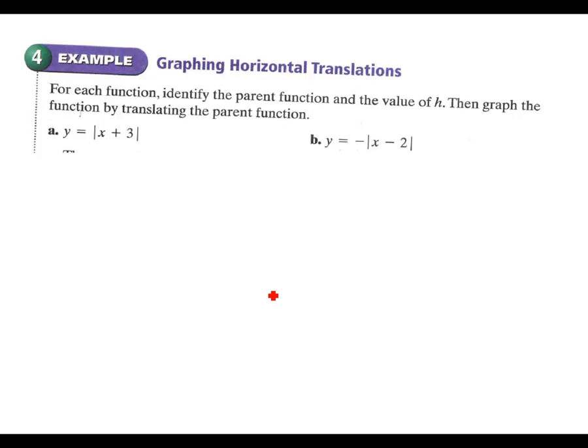So knowing that, all right, let's identify the parent function. The parent function here is y equals the absolute value of x. Our h is -3. It's the opposite of 3, which means we're going to take this absolute value function, which normally would hit at the origin, and take it 3 units to the left. It's going to look like that.